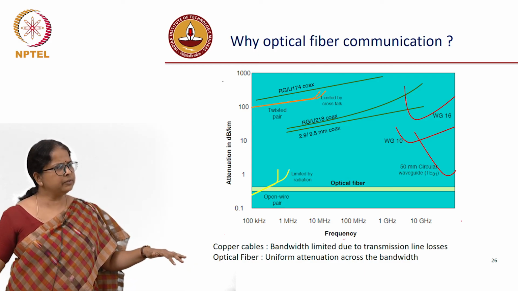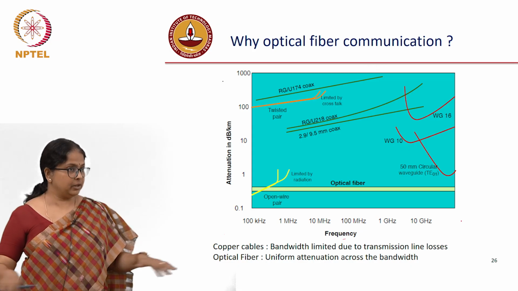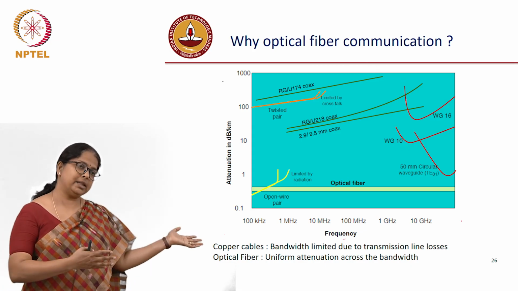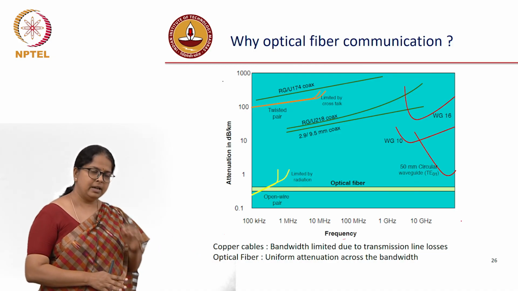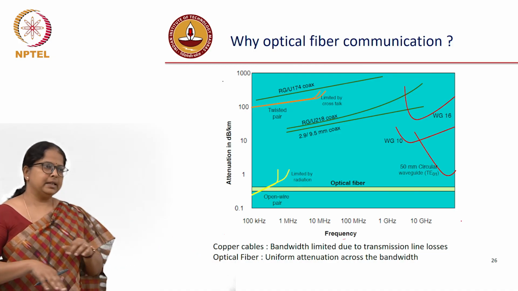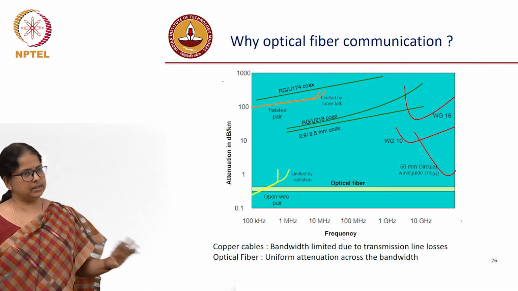What is the carrier frequency for optical fiber? It is not 100 kilohertz to 10 gigahertz. The x axis now is representing bandwidth. The carrier frequency is still 1550 nanometers, or one of the bands that we have considered, right. But what we are trying to say is that irrespective of the bandwidth, the attenuation is the same for an optical fiber.